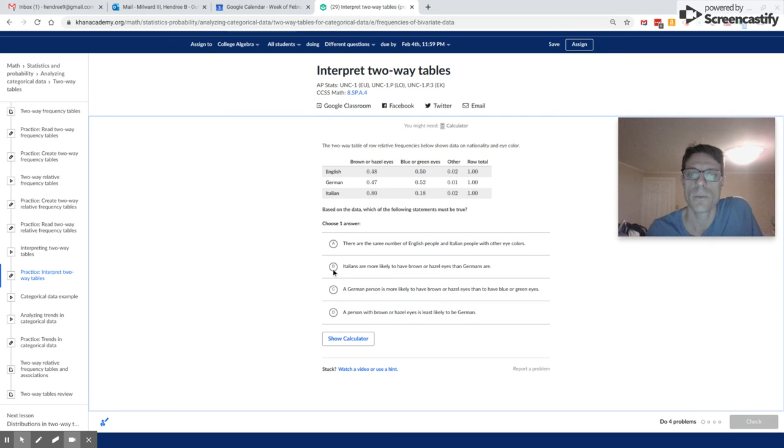So I hope that helps. I think we said this one's the right one: Italians are more likely to have brown eyes than Germans. Yeah, that's true.